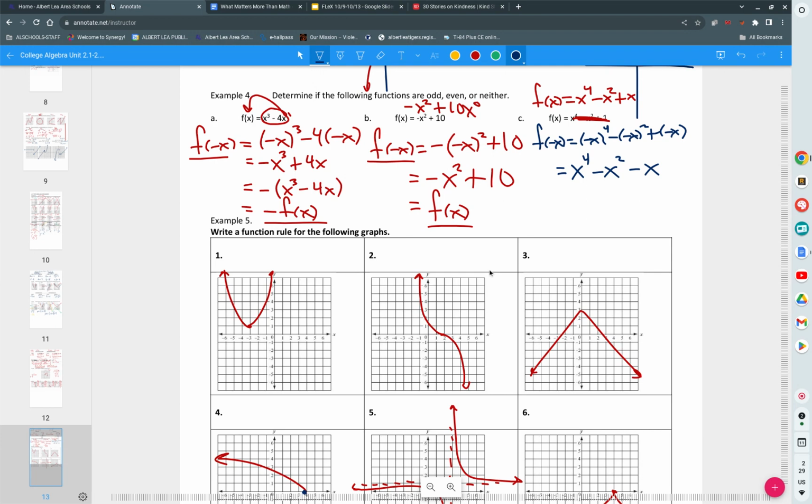It is not. And if we do factor out a negative, we get negative x to the 4th plus x squared plus x. Notice that's not the same as what we started with either, is it? So this is not odd. It is not even. It is neither. This one was even. This one was odd. You good? Okay, so you should be able to practice the even and odd and neither on your assignment.